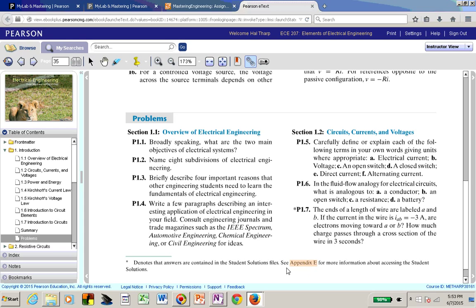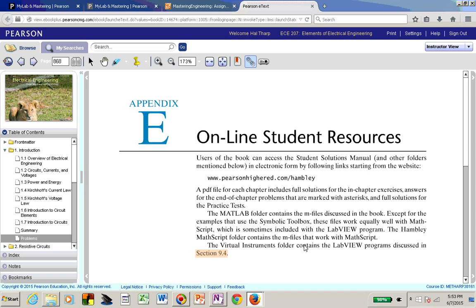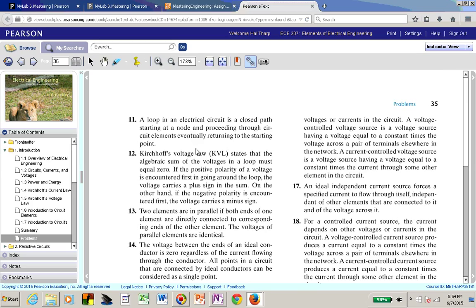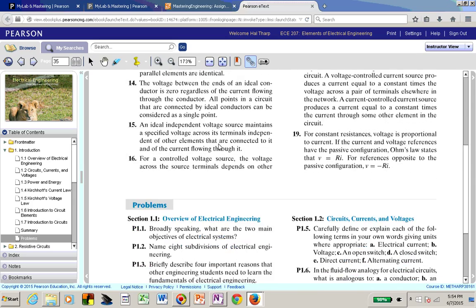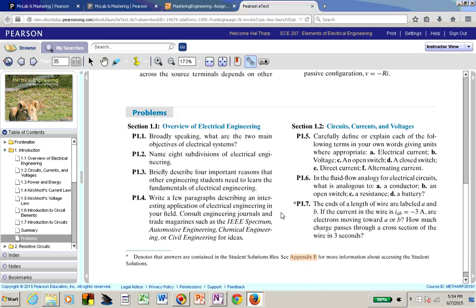And this asterisk means that the solution or the answer to that particular problem is available in the student solution files, and you can refer to Appendix E, which this now links you to, on how to access those. And if you want to go back to where you were, you can go back to the last page visited up in the upper left-hand corner, and now that takes us back to this first page of the problem section where it was linking to Appendix E.